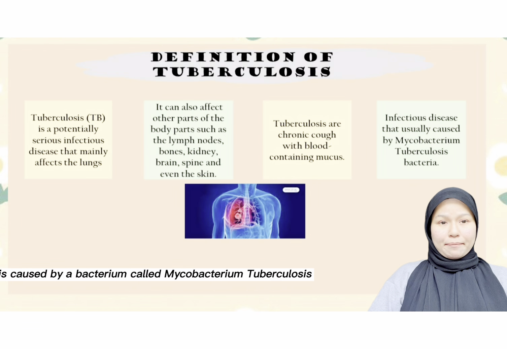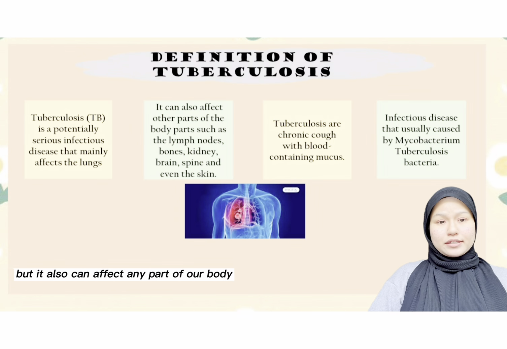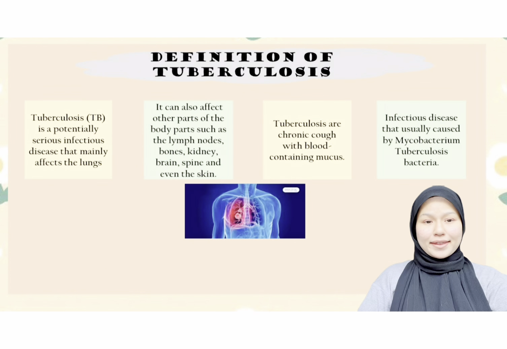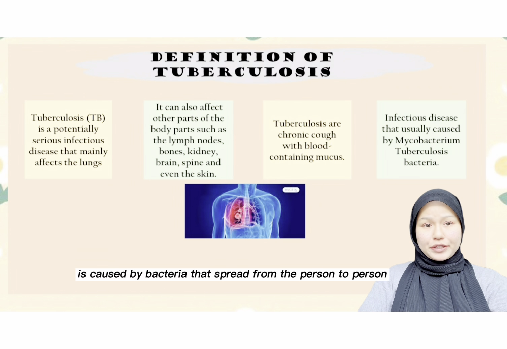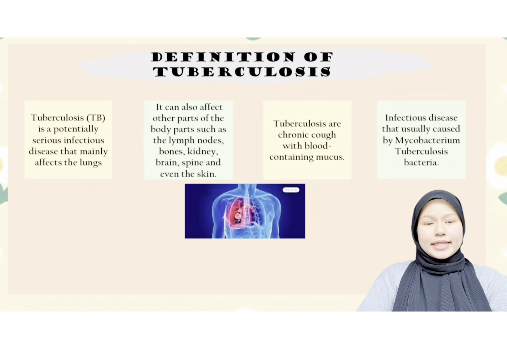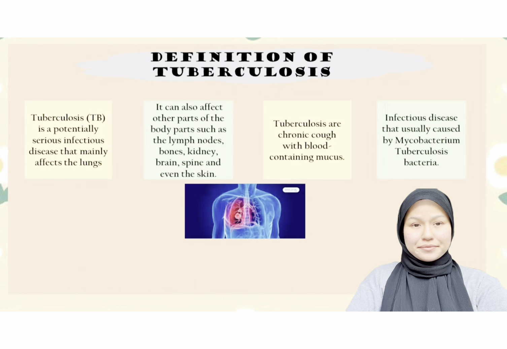It is caused by a bacterium called Mycobacterium tuberculosis, but it also can affect any part of our body, including the gland, abdomen, bones, and also our nervous system. Tuberculosis is caused by bacteria that spread from person to person through microscopic droplets released into the air. This is spread when someone with the untreated active form of tuberculosis coughs, speaks, sneezes, and also spits.